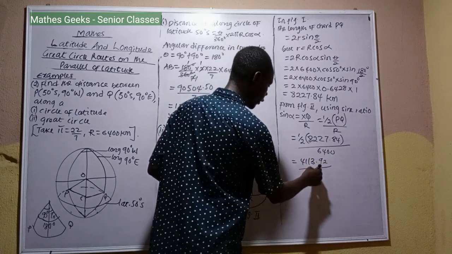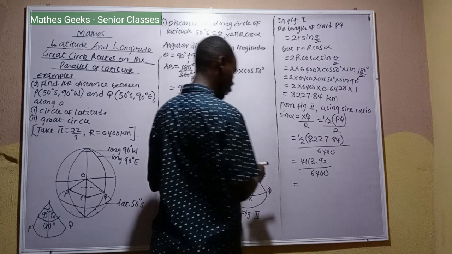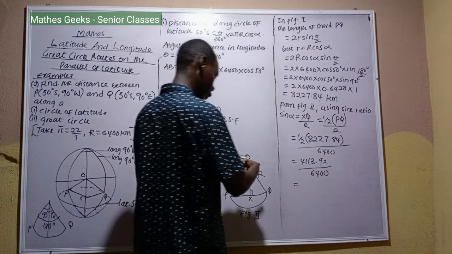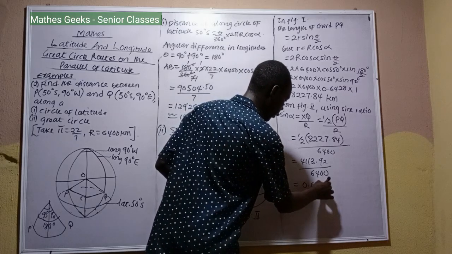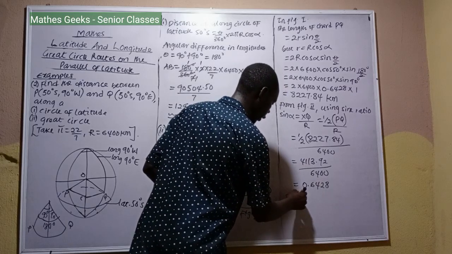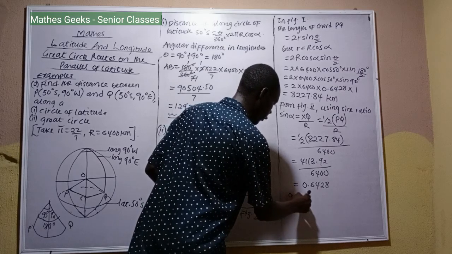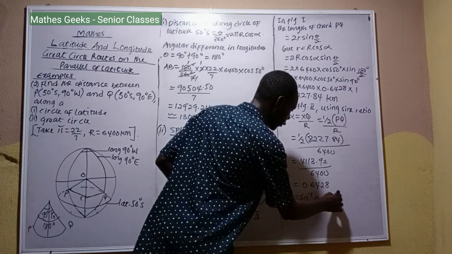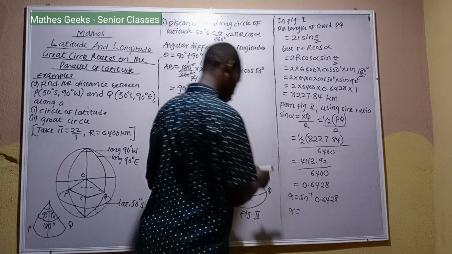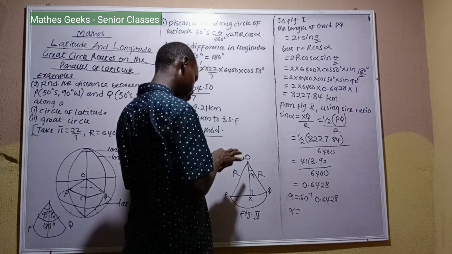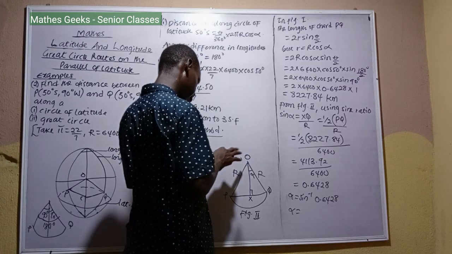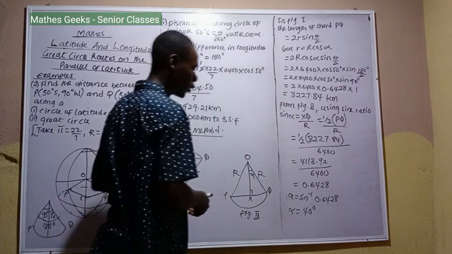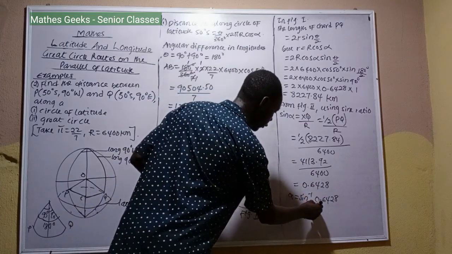4113.92 divided by 6,400 is 0.6428. So alpha is equal to arcsine 0.6428. Alpha is equal to 40 degrees. Okay, alpha is equal to 40 degrees.